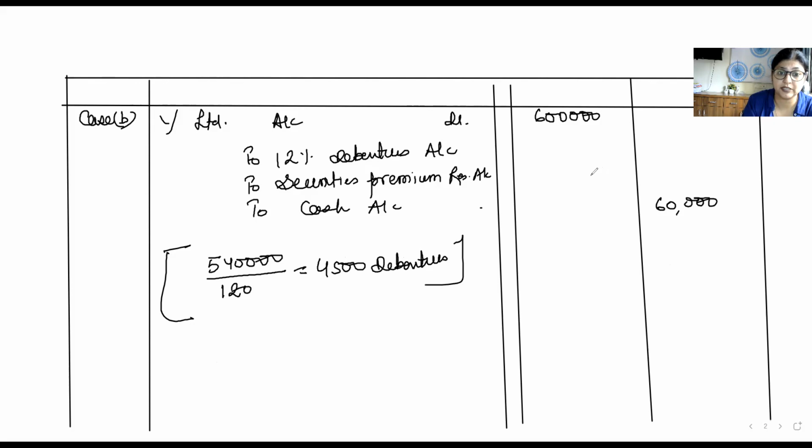So this 4,500 will be multiplied by 100 first. This is 4,500 multiplied by 100. And then we will write the premium amount, which is 20 multiplied by 4,500, and that is going to be 90,000. So let us write over here also 4,500 into 20. So 90,000 plus 60,000 plus 4 lakh 50,000, 6 lakh. Our entry is tallying.